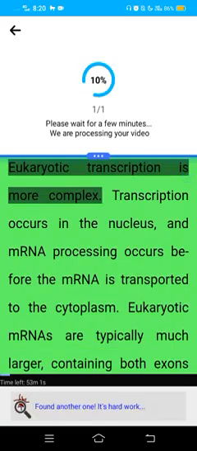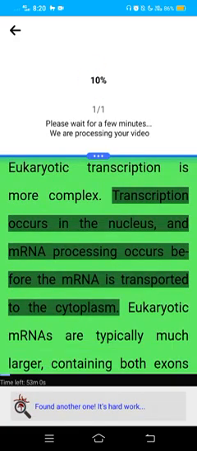Eukaryotic transcription is complex. Transcription occurs in the nucleus, and mRNA processing occurs before the mRNA is transported to the cytoplasm.